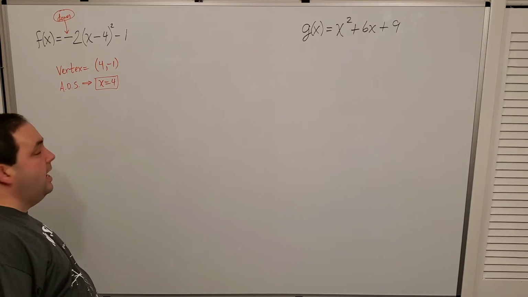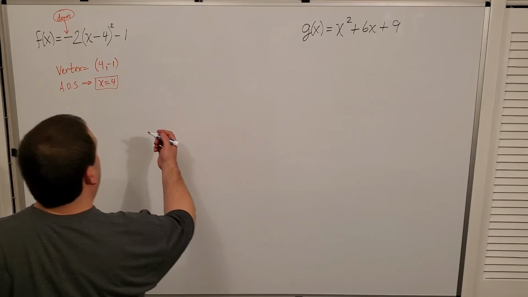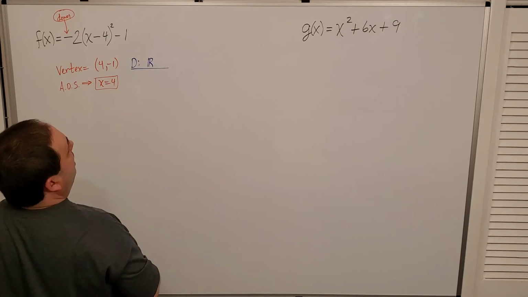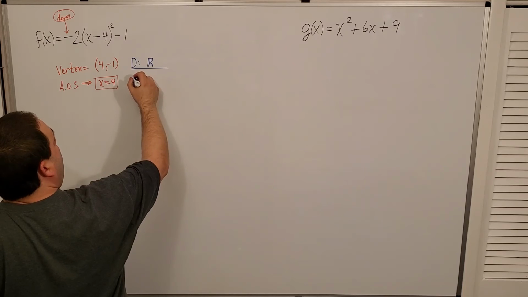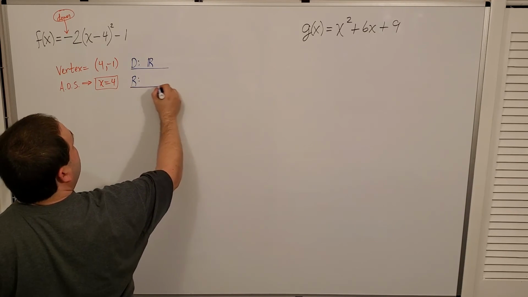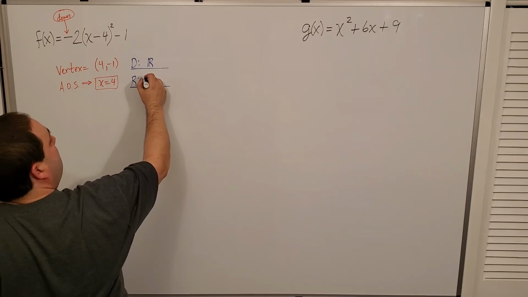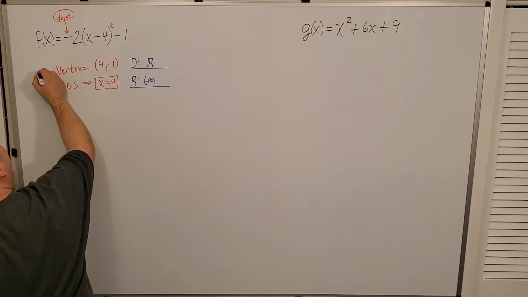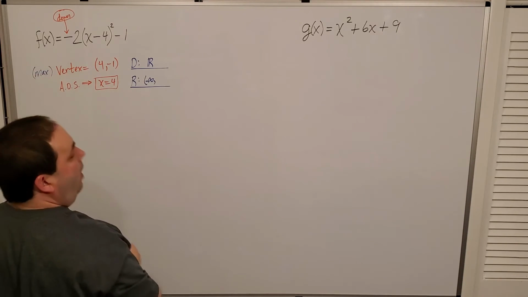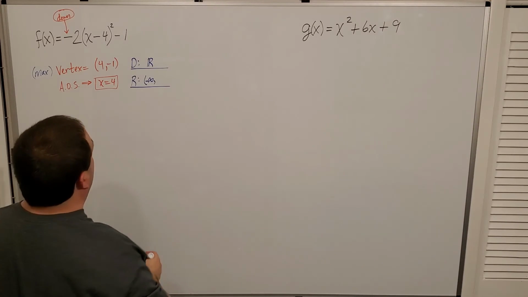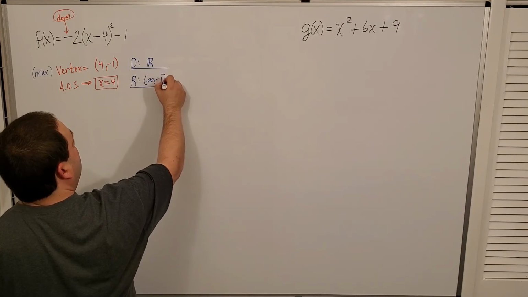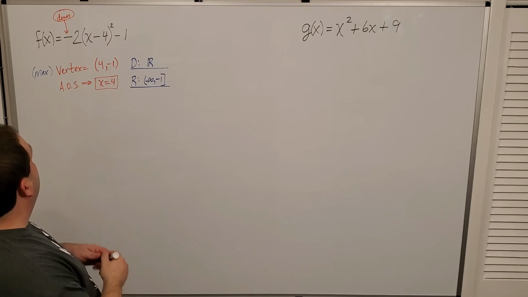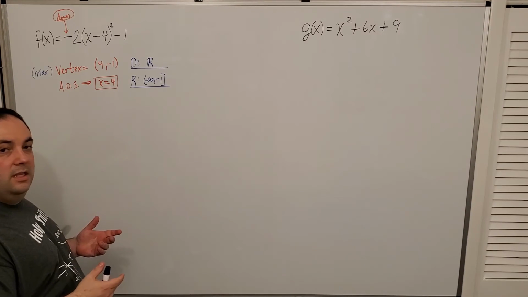My domain and my range. Of course, as always, the domain is going to be all reals. You can use the double-line R for that one if you want. And the range is going to be, since it's facing down, from negative infinity up to the vertex being a max point. When it's facing down, the vertex is a maximum point, up to negative 1 with a bracket. All right. So next, let's do our intercepts, and then let's graph it.